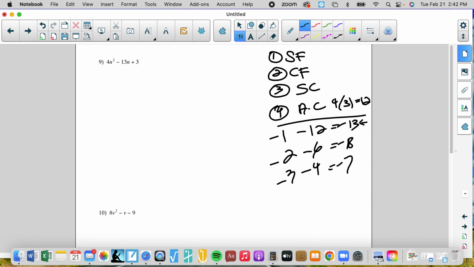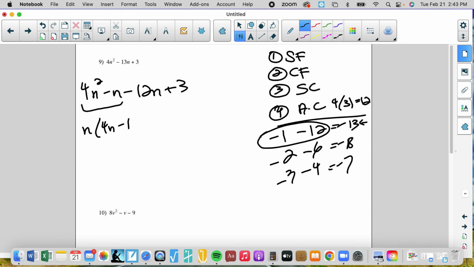Negative 13, I'm going to use negative 1 and negative 12. Negative 1, negative 12. Notice I didn't write negative 1 because this is the proper way of writing negative 1n. Factor out an n, you get 4n minus 1. Factor out a negative 3.